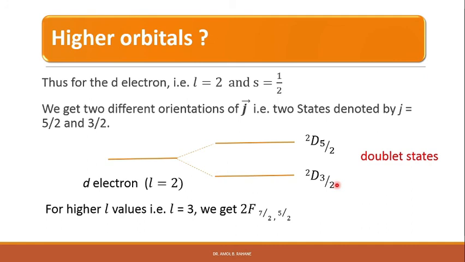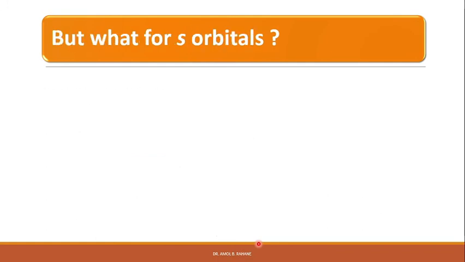For higher L values, that is L equal to 3, we get 2F 7/2 and 2F 5/2. We can represent this doublet state as 2F 7/2, 5/2 in a single notation. For L equal to 4, we get 2G 9/2, 7/2. What is it for the s orbital?